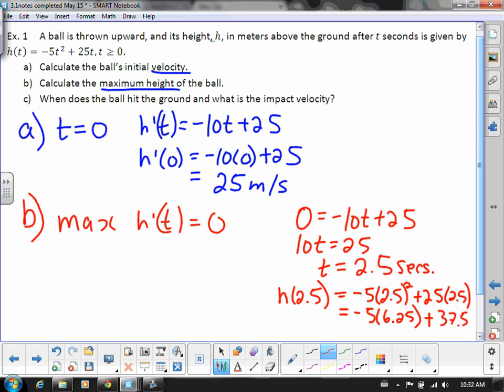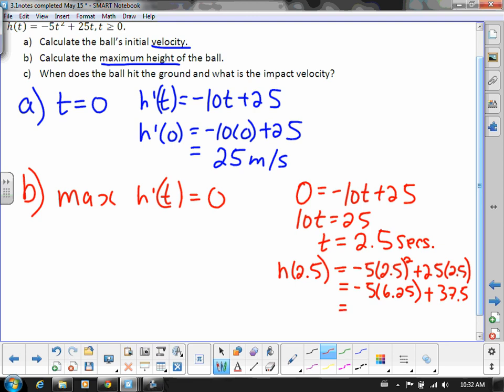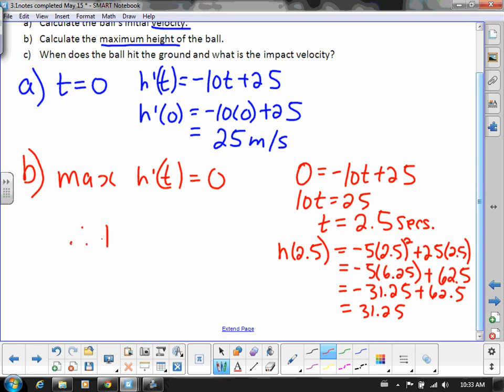Which is 37.5. So we end up with, oh no, that's not right. It's not 37.5. 62.5. And then here we're going to have negative 31.25 plus 62.5. So that equals 31.25. Therefore, the max height is 31.25 meters.